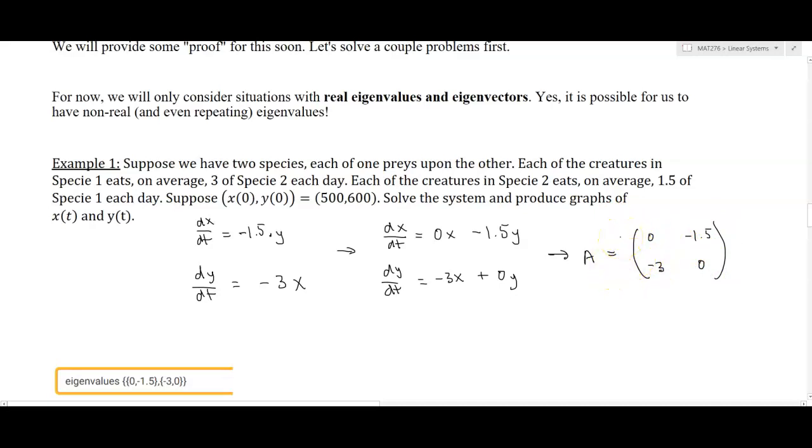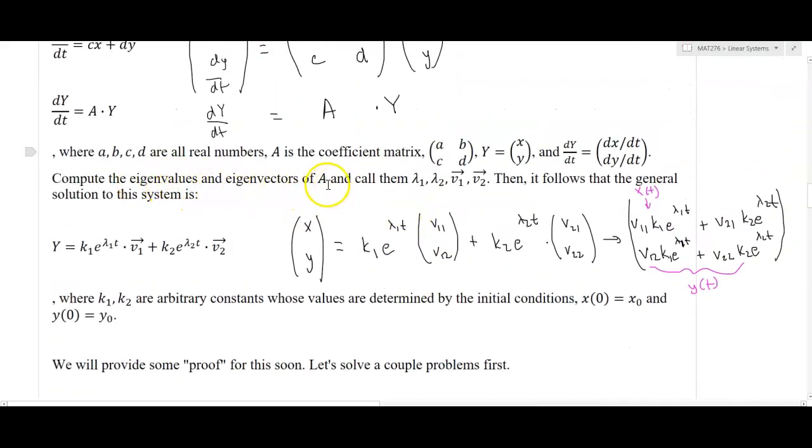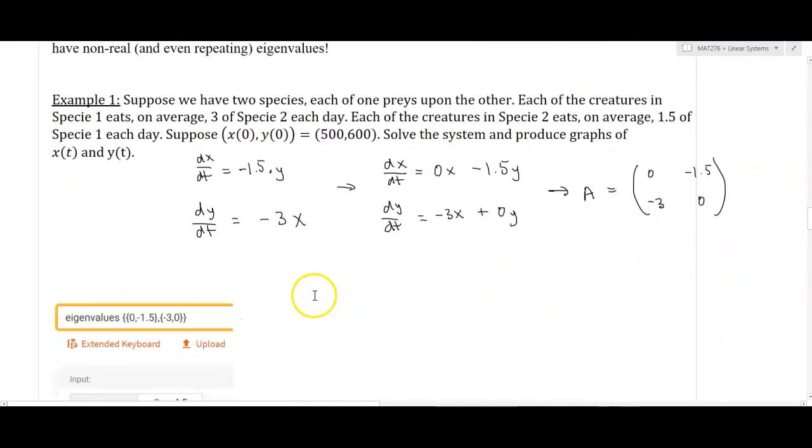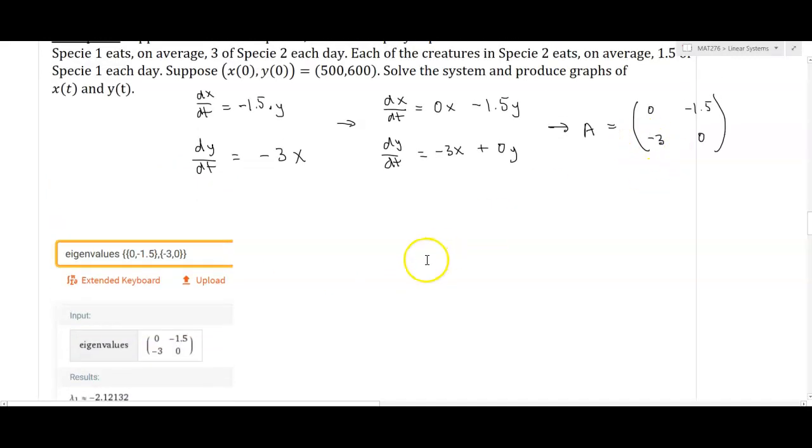And that is what the theorem is stating, that we compute the eigenvalues and eigenvectors of A and call them these quantities. Then it follows that the general solution involves those quantities. So we now go over to Wolfram Alpha. We're going to compute our eigenvalues, and notice how it's input eigenvalues of bracket, open the first row, 0, comma, negative 1.5, close the first row, comma, open the second row, negative 3, comma, 0, close the second row, close the matrix, and we should see our matrix as we have it input.